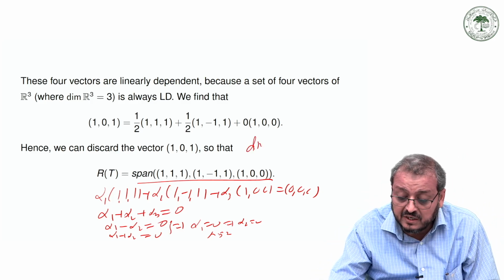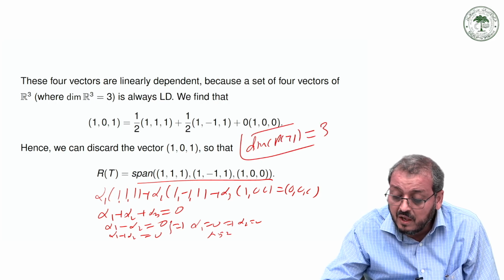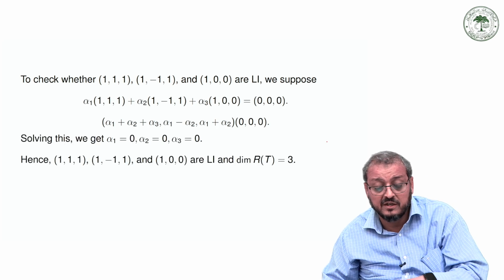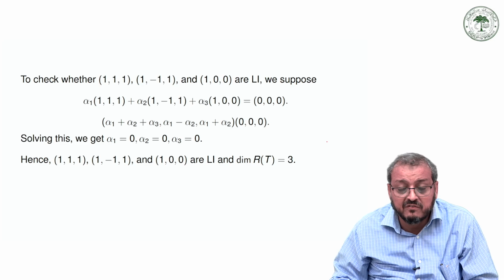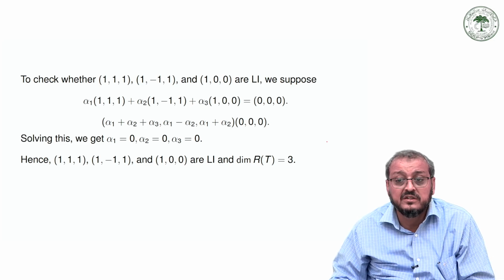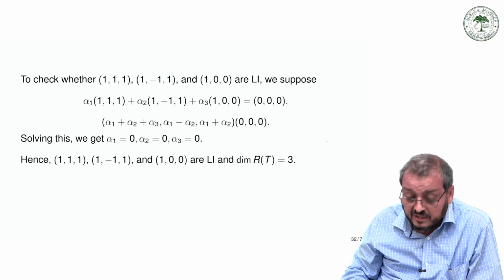So this means the dimension of the range of T is equal to 3. We just said that these 3 vectors are linearly independent, so the dimension of the range of T is clearly equal to 3. Now we have to find the kernel.